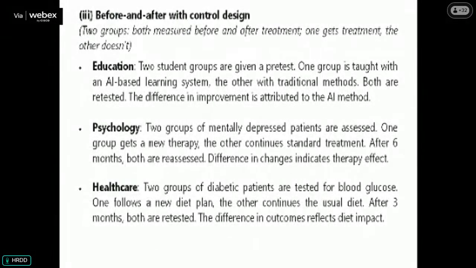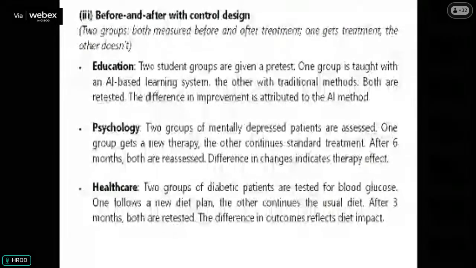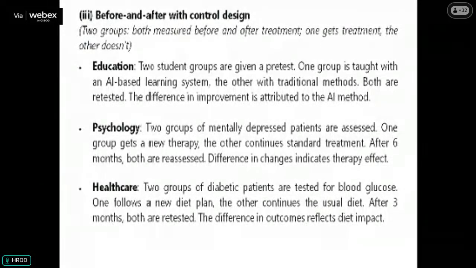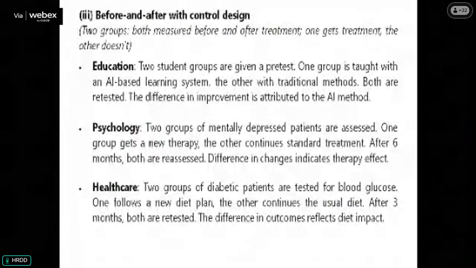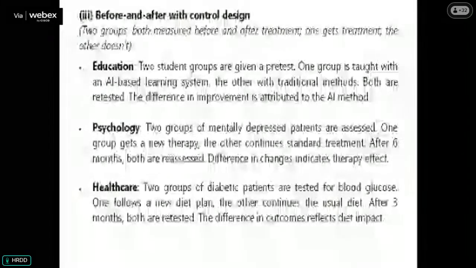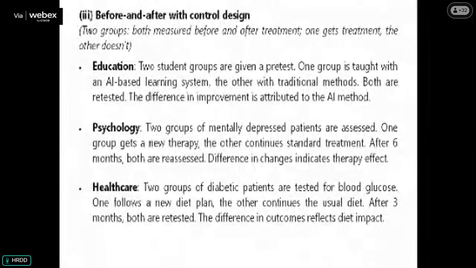Same with psychology. Two groups of mentally depressed patients are assessed. One group gets a new therapy, and the other continues a standard treatment. After 6 months, both are reassessed. The difference in change indicates the therapy effect. If two groups have similar initial depression levels, you can compare. But if the initial levels are different, you cannot compare. So in healthcare also, you can extend such designs and control.